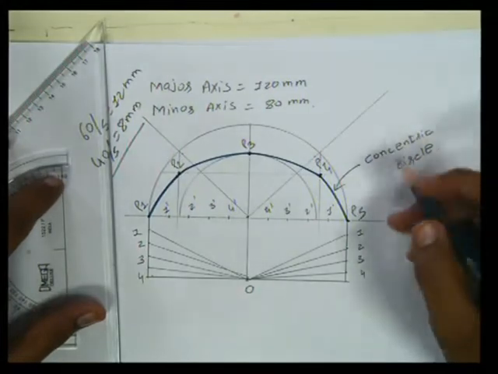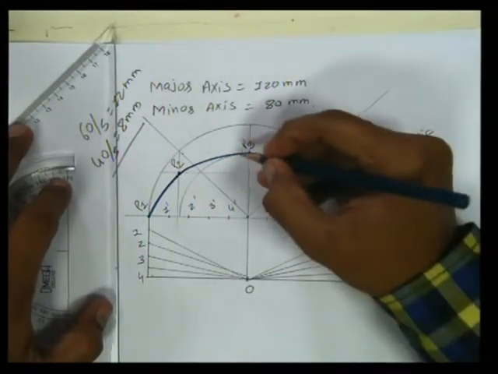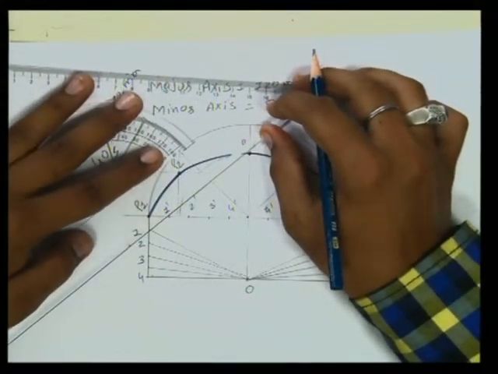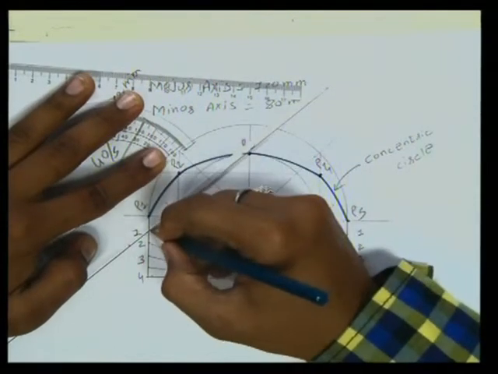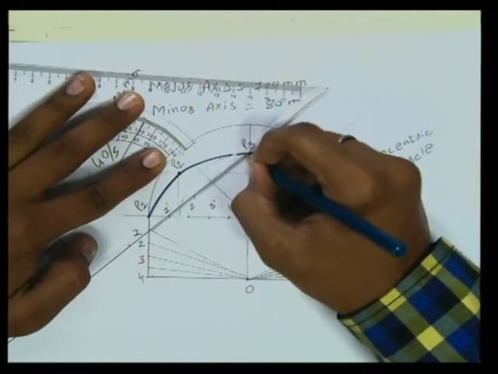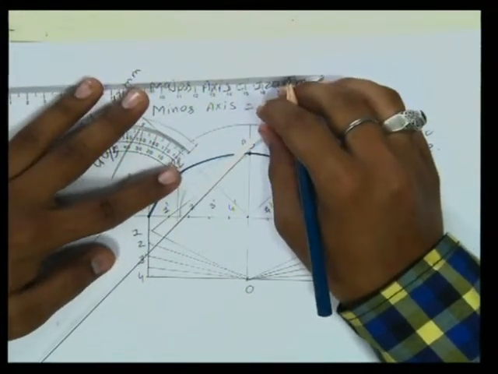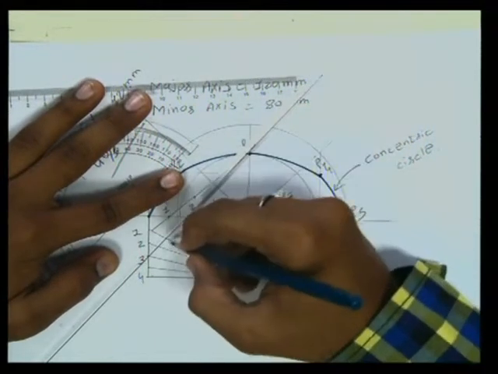We have joined all 8 points with point O. Now from point P3 draw a line passing through 1 dash touching to the O1 line. Same way, P3 passing through P2 dash touching to O2.